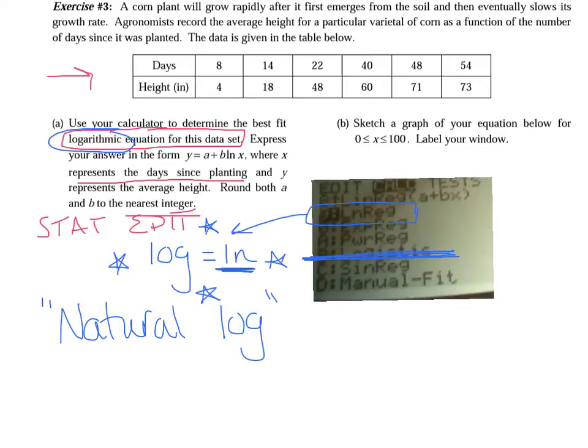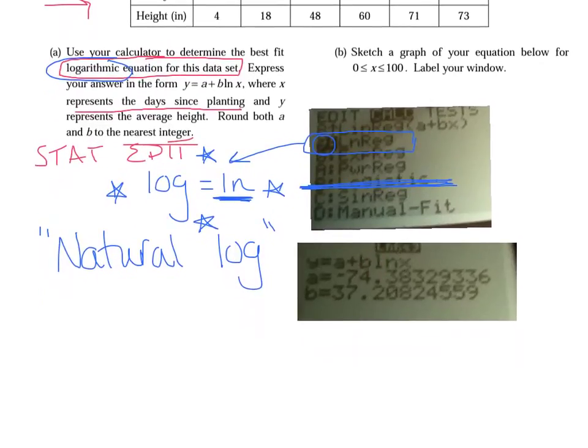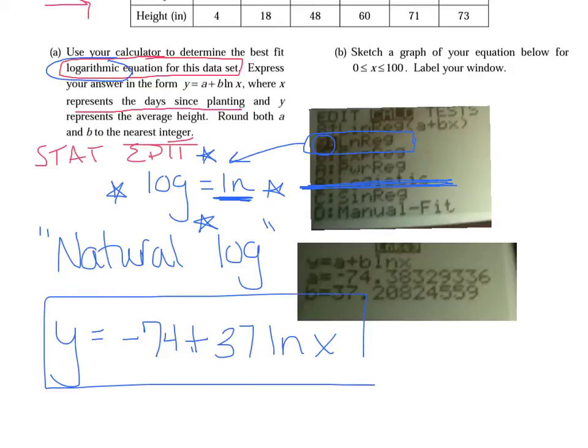So in this case, I'm going to pick option 9, I believe. And then don't forget to do L1, L2. So again, I have a screen capture of what mine looked like. You'll get the form a plus b ln of x, and ln again is natural log. And they told us to take a and b and round to the nearest integer. So I'm going to say y equals, the a value is negative 74 point something, nearest integer would be negative 74, plus the b value, so 37 ln of x. Okay, so there's my nice equation.